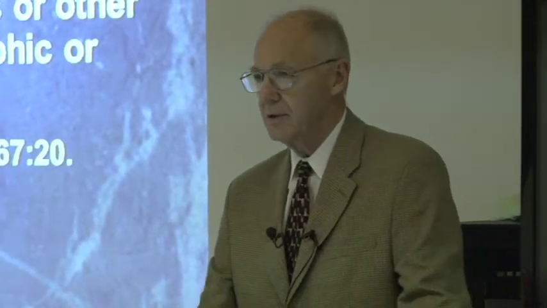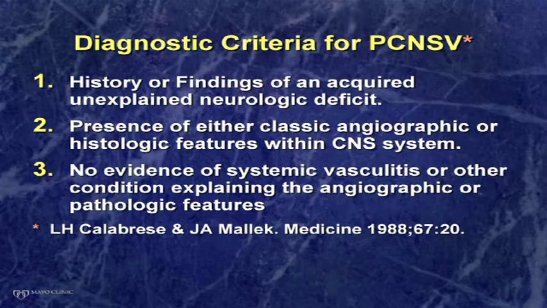The diagnostic criteria are simple and empiric, and were suggested by Calabrese and Malik in an article in 1988 where they described several cases. And so the criteria indicate that a patient should have a recent history or findings of an acquired, unexplained neurologic deficit, that there should be the presence of either classic angiographic or histologic features within the CNS indicating the type of pathology, and there should be no evidence of some other disease that could explain these findings. And you know, they've never been tested, but they work out pretty well, and so there's no problem.